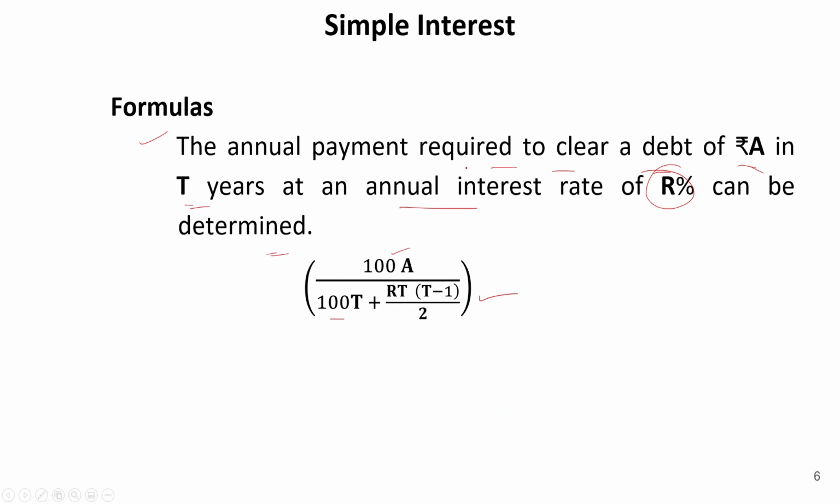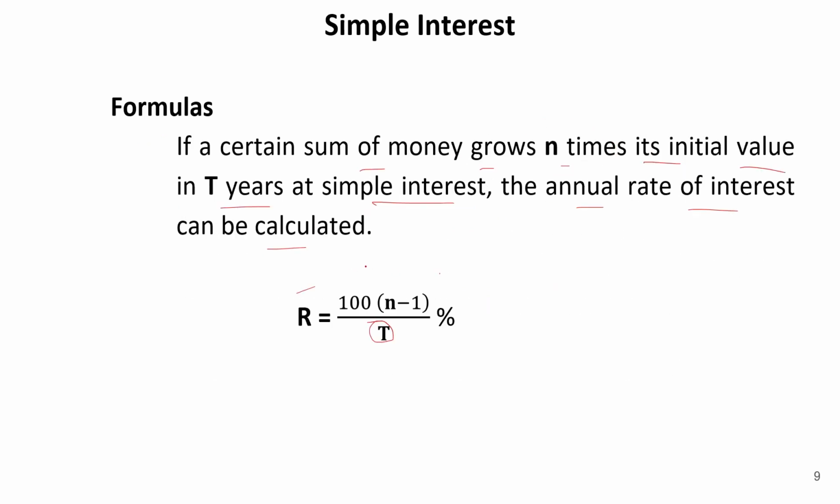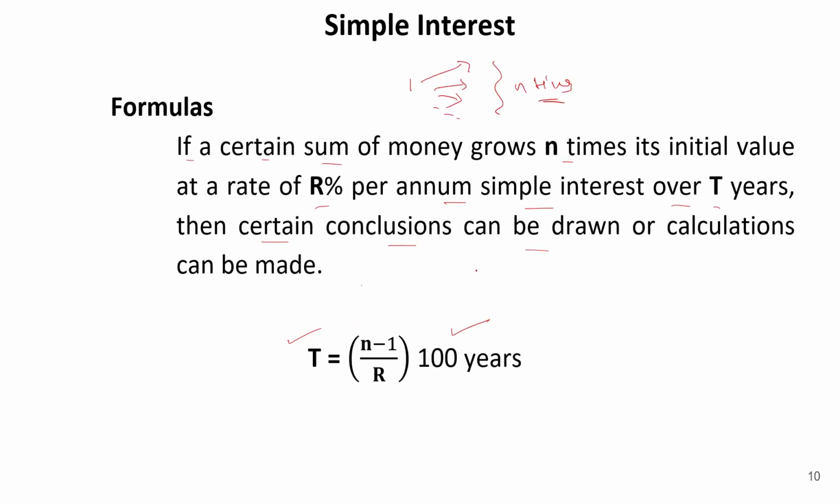The annual payment required to clear the debt of A in T years at an annual interest rate of R% can be determined by this formula, that is 100A divided by 100T plus RT into T minus 1 by 2. If a certain sum of money grows to n times its initial value in T years at simple interest, then the annual interest rate will be R is equal to 100 into n minus 1 whole by T percent. If the sum of money grows to n times its initial value at R% per annum simple interest over T years, then T is equal to n minus 1 whole by R into 100 years.